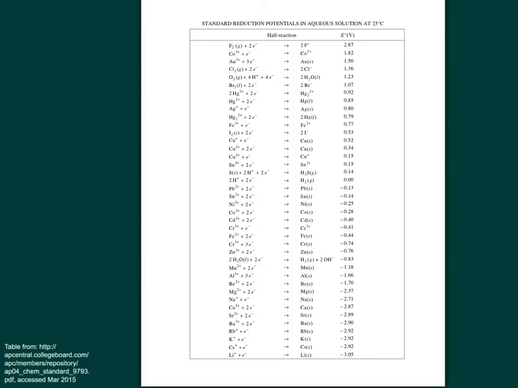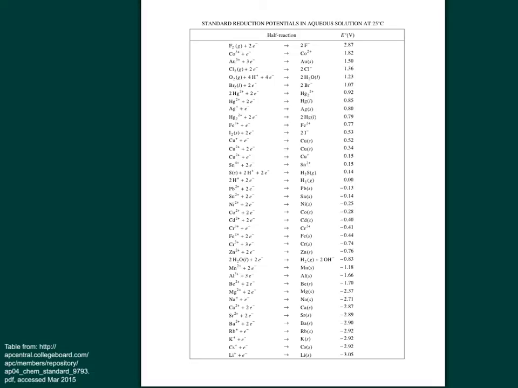Okay, in this video we're going to take a quick look at the standard reduction potential table and discuss how you would read it and how you would use it to figure out whether a reaction would be spontaneous or not.